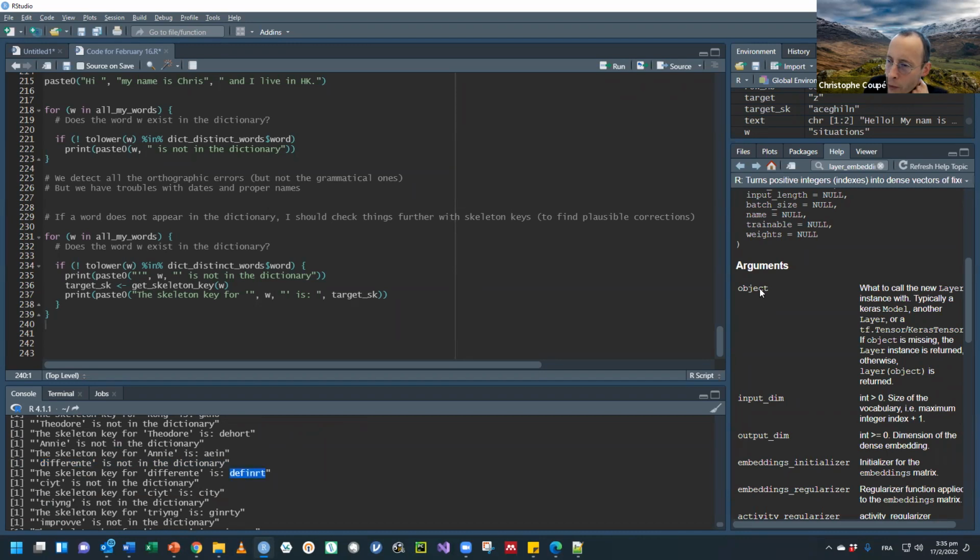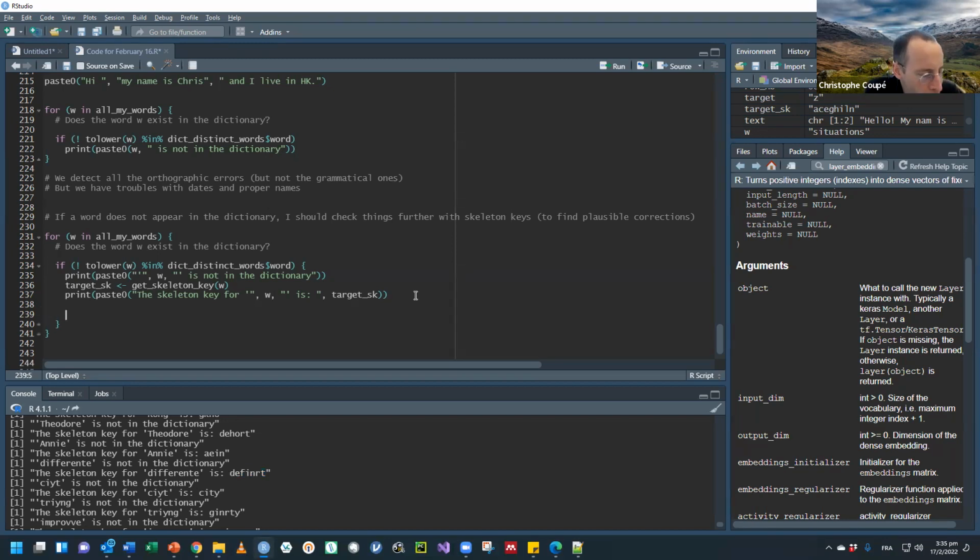While we compute again, what we have in our data frame are the skeleton keys for the correct word forms. Here, I am computing the skeleton keys of the incorrect forms in my text. By definition, they are not in the dictionary because they are not correct forms. Otherwise, we would find them there. We don't need to check skeleton keys. Okay? Right. Okay.